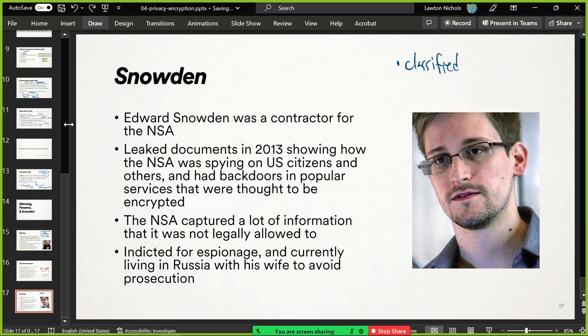These services were thought to be encrypted by the people who used them. All right. So the U.S. was doing a bad thing. He brought this to light. And because all this stuff was classified, he was indicted for espionage, this kind of leak, because it's against the law to do this. And he is currently still living in Russia with his wife to avoid prosecution because of what he did. And so the question is, was it worth it? Should he have done that? Was it the right thing to do?